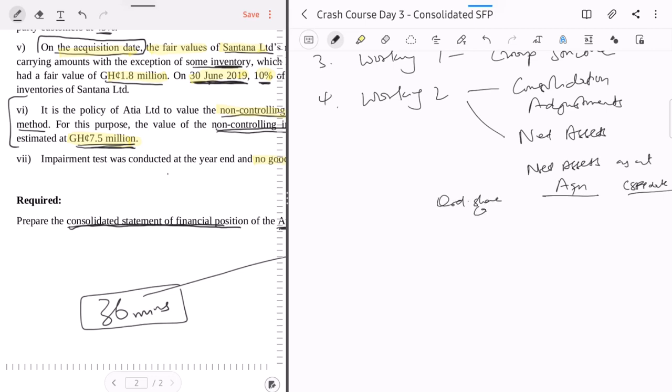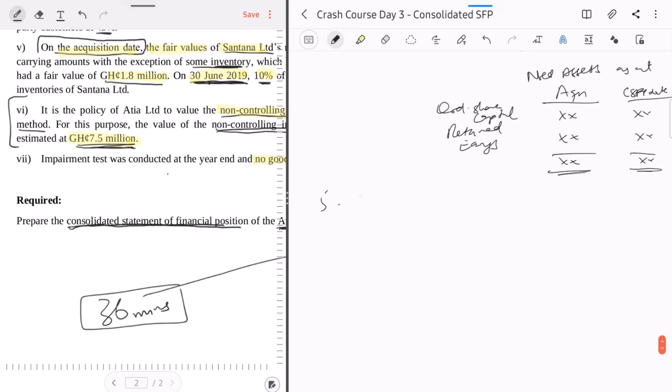Ordinary share capital, retained earnings, and the rest, right? So these come here. Please pay attention. I'm trying to give you a simplified framework. After you do this, then go to what you're working 3. So this is step 5, but it's working 3.